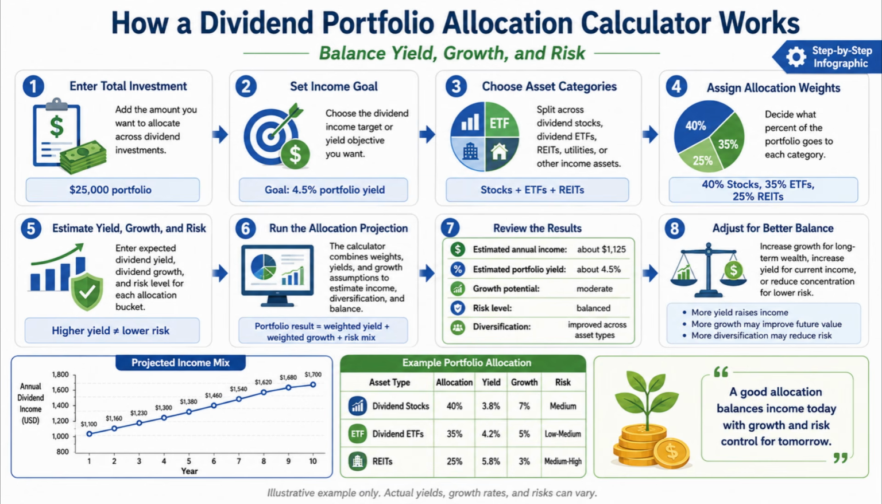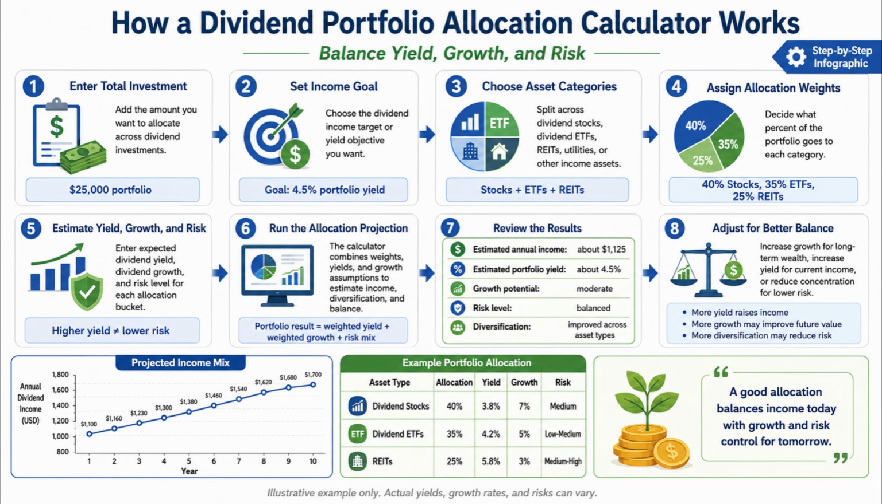more diversified allocation. Then, you assign allocation weights, which means deciding how much of the total portfolio goes into each category. For example, you may choose 40% in dividend stocks, 35% in dividend ETFs, and 25% in REITs, depending on your income needs and risk preference.